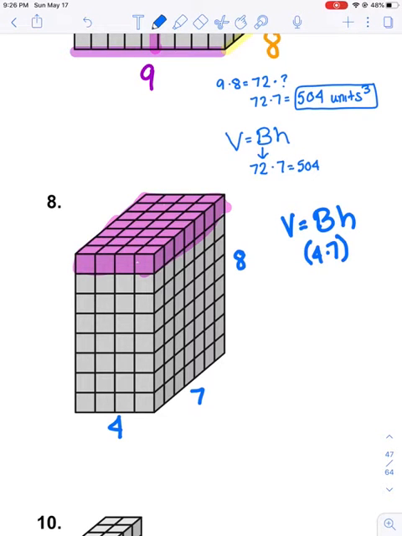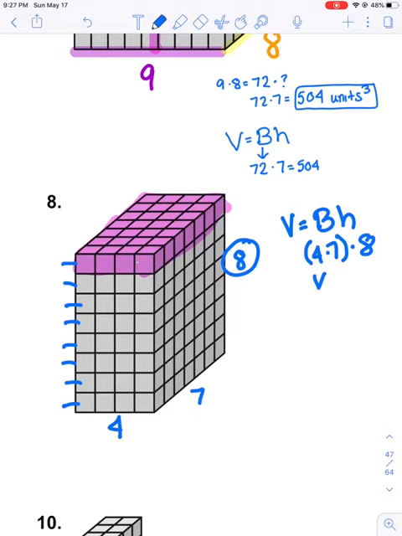If I want to find how many cubes are in that top layer, it's going to be found by 4 times 7. Then I have to multiply by how many times the base repeats. It repeats 1, 2, 3, 4, 5, 6, 7, 8 times, which is always the number that's out here. So 4 times 7 times 8. Now I can multiply. You could type this whole thing into your calculator. 4 times 7 times 8, and you could be done with it.